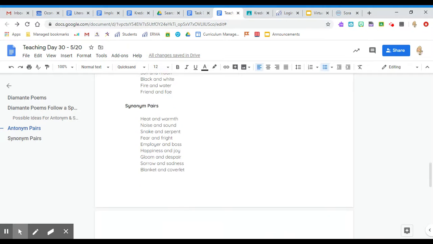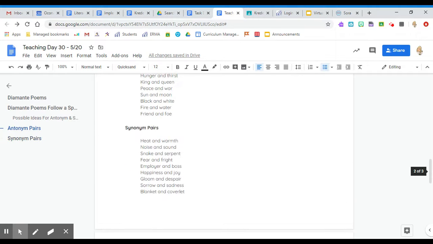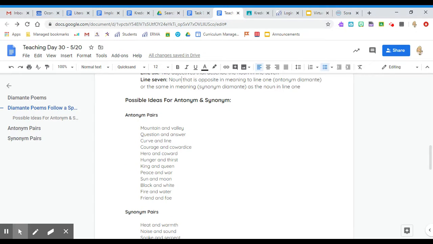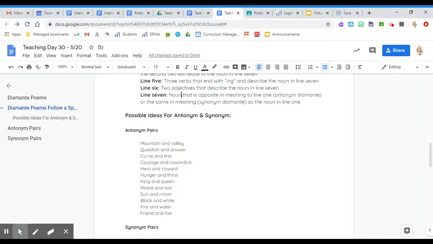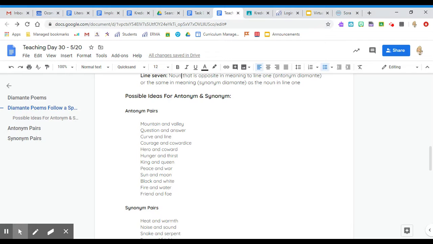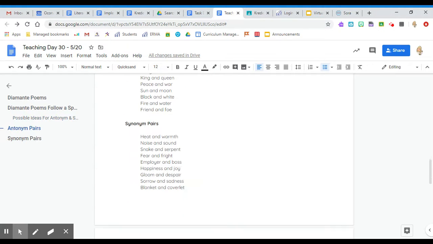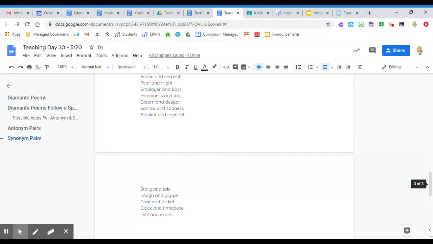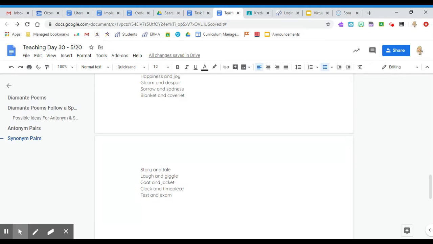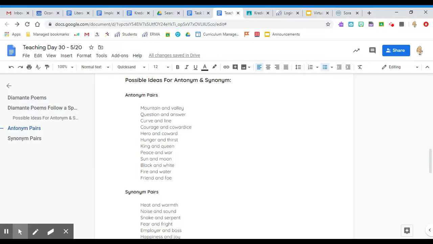The last thing I have for you down here is some example ideas. If you're really struggling with what to put on your lines, and you're looking to do an antonym: mountain and valley, sun and moon, peace and war, hunger and thirst. Same thing with synonyms: heat, warmth, happiness, joy, sorrow, sadness, coat, jacket, test, exam. You don't have to use these by any means, but I thought it might be a good place for people to start if anyone was stuck.